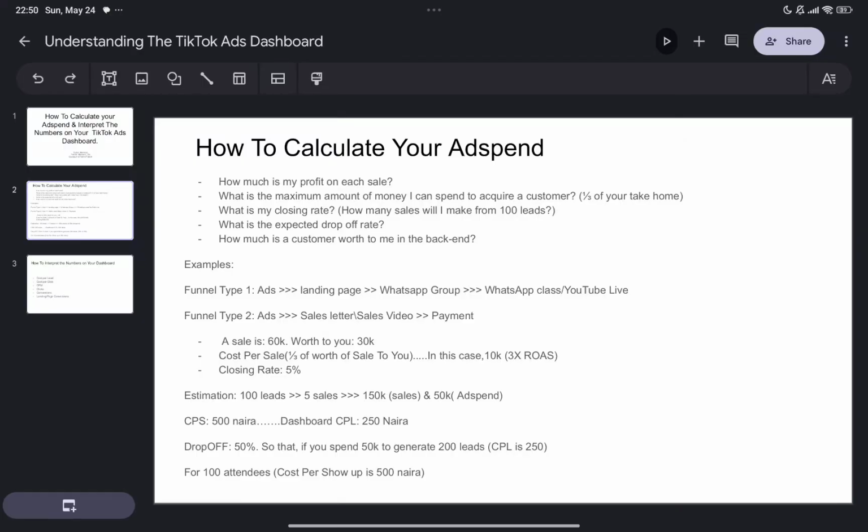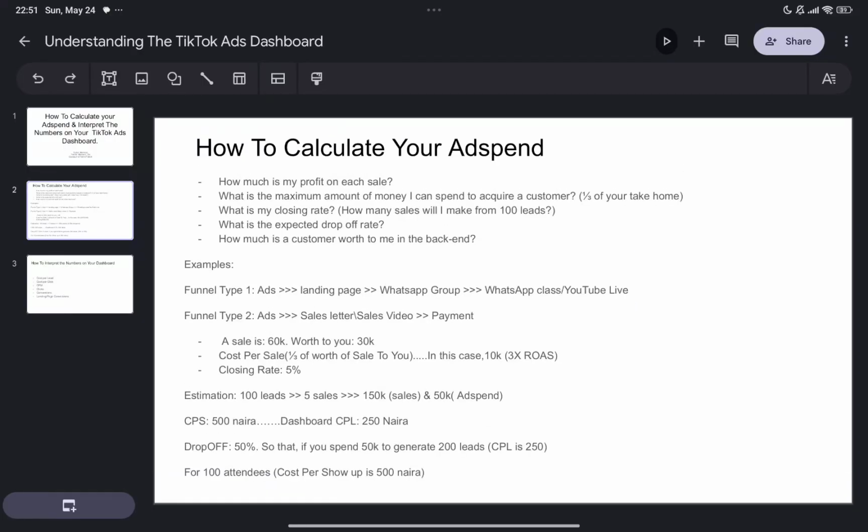The drop-off rate means when I generate leads, not all of those leads eventually come to my sales presentation. If you generate 100 leads to a WhatsApp group, at the end of the day, maybe about 50 of them will show up for the class, or for a webinar or anything like that. You understand? So that is the purpose. How much of that do you expect? As for me, usually I expect about 50% overall, and I'll explain the logic behind it.